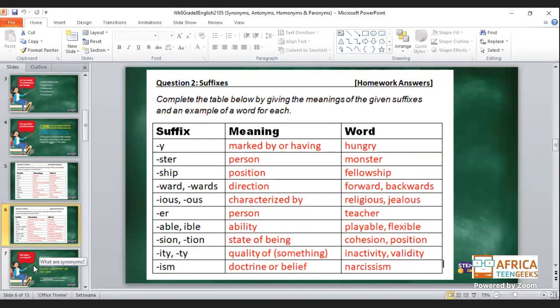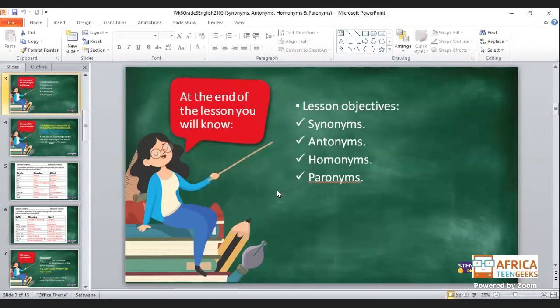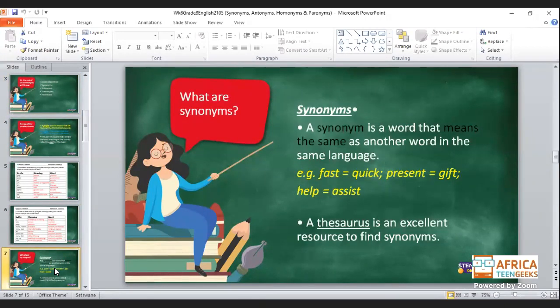Okay, without further ado, let's get on with today's lesson. Remember, we said today's lesson is about paronyms, but before we get there, we will drive through synonyms, antonyms, as well as homonyms to get to the paronyms. All right, so let's get started with synonyms first.